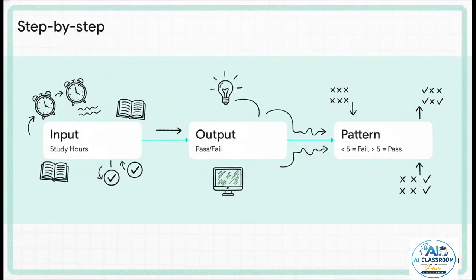So, how does a machine digest this? Step 1. It registers the input, which is the study hours. Step 2. It registers the output, which is the pass or fail result. Step 3. Because we're using supervised learning, the model looks at the data and writes its own rule. It realizes, okay, less than 5 hours of studying equals a fail, and greater than 5 hours equals a pass. Boom. The machine has officially learned the pattern.